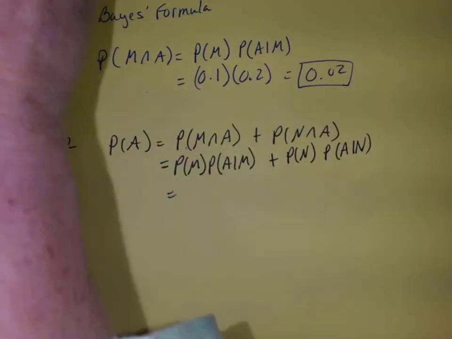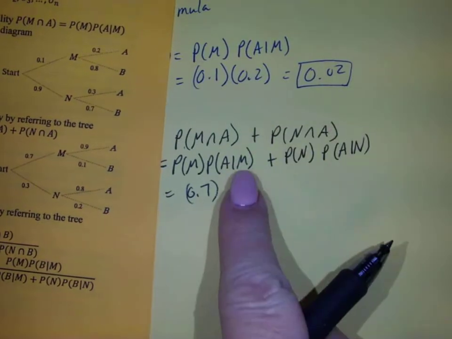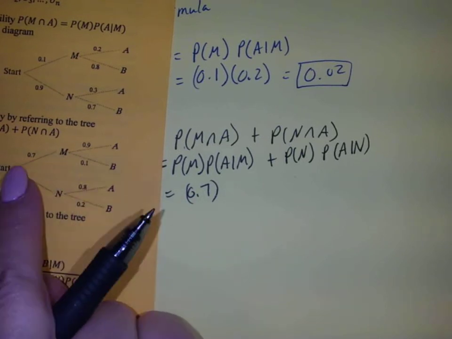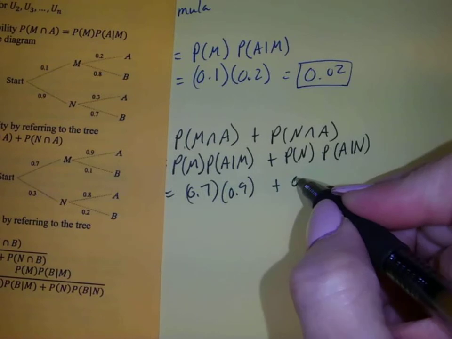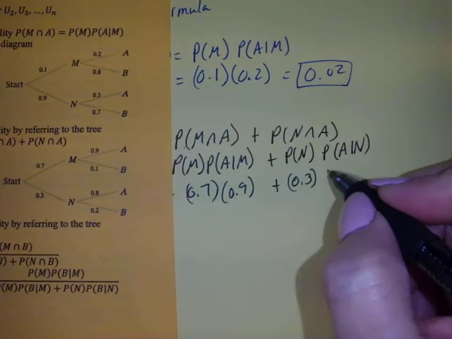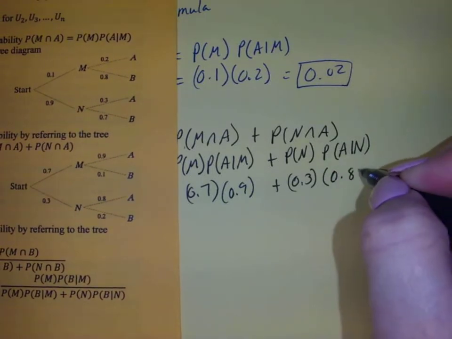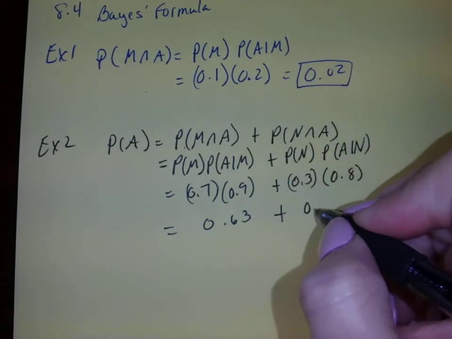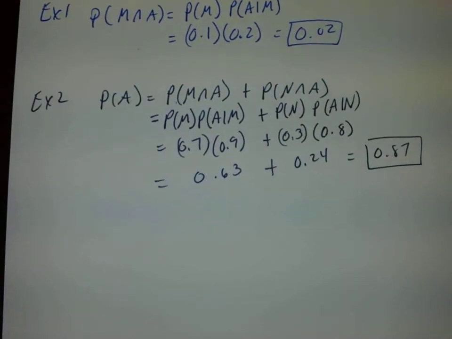All right, so now we're going to look at our chart, and the probability of M is 0.7, and the probability of A given that M occurred is 0.9, plus the probability of N is 0.3 times the probability of A given that N occurred, which is 0.8. All right, so this becomes 0.63 plus 0.24, which will get us 0.87. And that's our final answer. So you're just looking at the tree diagram and figuring out the path that you need to take.